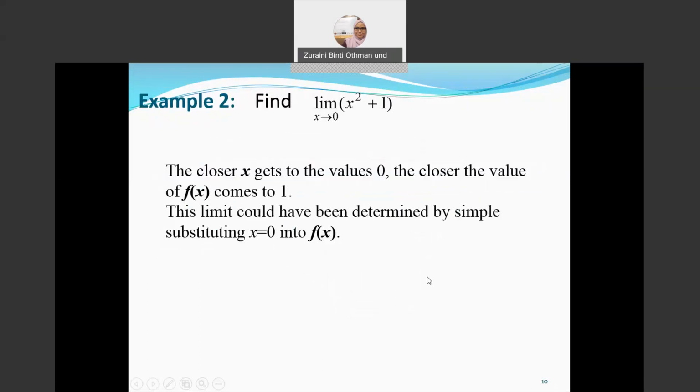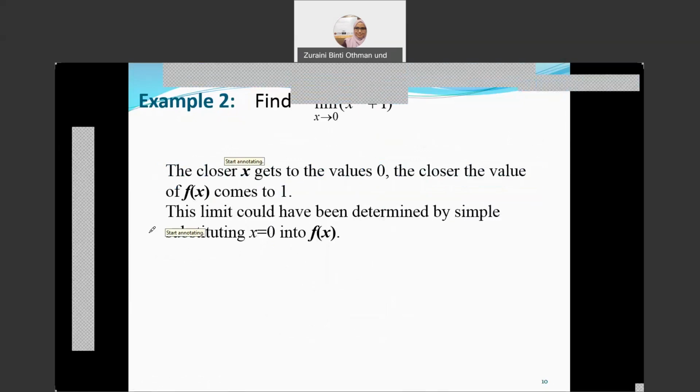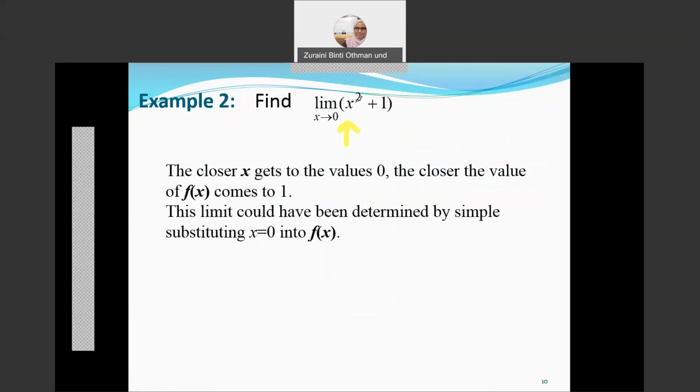Okay. So, for example number 2. The closer x get to value of 0, the closer the value of f(x) come to 1. This limit could have been determined by simple substituting, which is if we substitute 0 into this equation, this type of question we can solve by using substituting, which is substitute x here with 0, then we get 0 square plus 1 which is 1. Okay, actually this is the simplest way, kita masukkan kat situ.